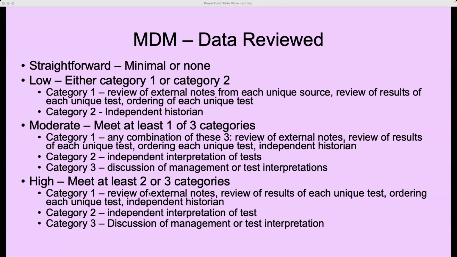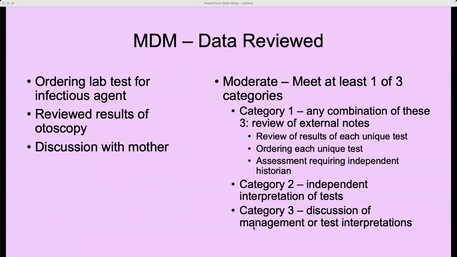For a high level of data reviewed, you must have at least 2 of the 3 categories. Category 1, which we've already described. Category 2, independent interpretation of a test. And it adds category 3, discussion of management or test interpretation. So this category 3 is only in moderate or high.